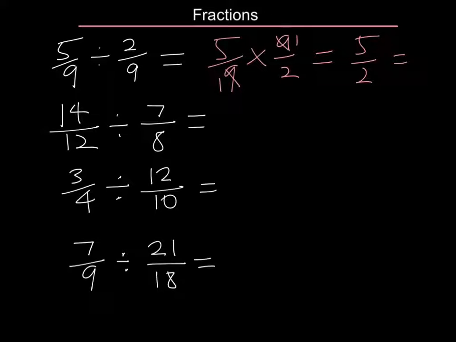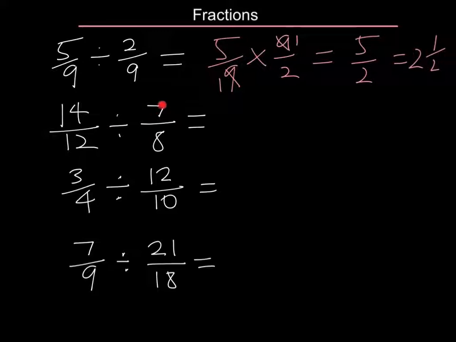If I was putting that as a mixed number, I'd say 5 divided by 2 goes 2 times, 1 left over. So 5 over 2 is the same as 2.5. And that's the answer for 5/9 divided by 2/9. Let's look at the next question.